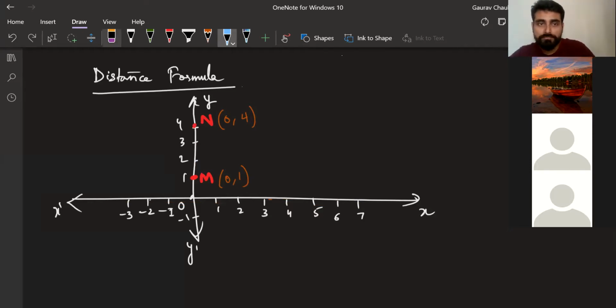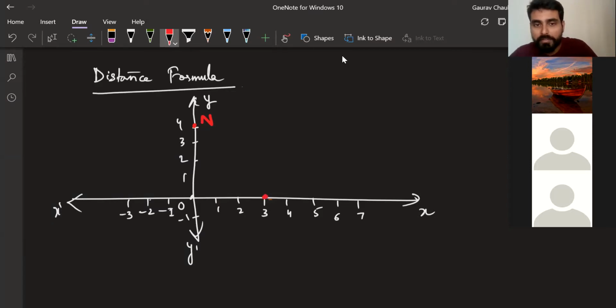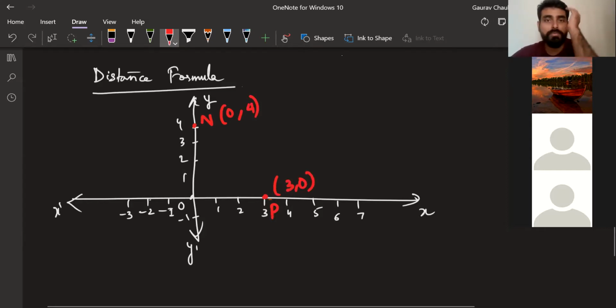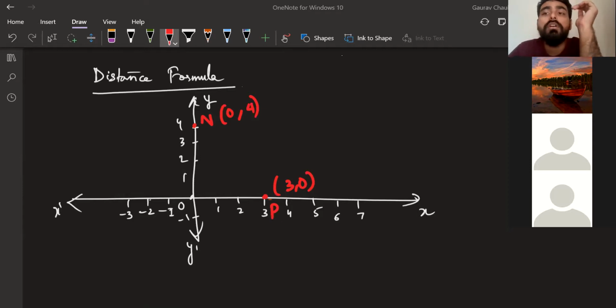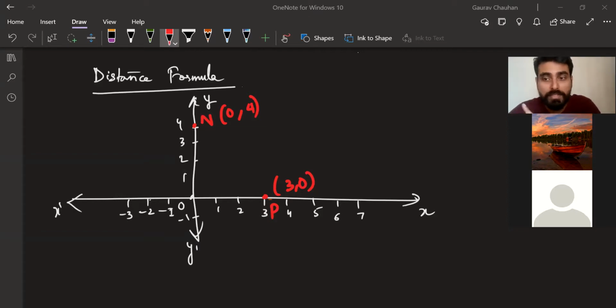All right, now I want you to think about this. How can we actually find the distance between this point N and this point P? This point N is 0, 4, and this point P is 3, 0. Do you have any thoughts on how we can find this distance? The question is open. What's the distance between N and P? Whatever is coming to your mind, type it in the chat box, and if you have some idea, raise your hands, provided you have not studied this elsewhere.